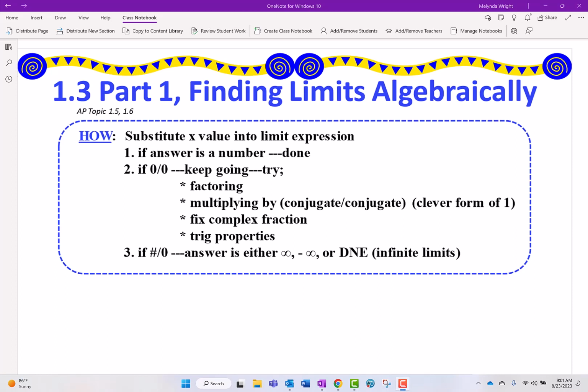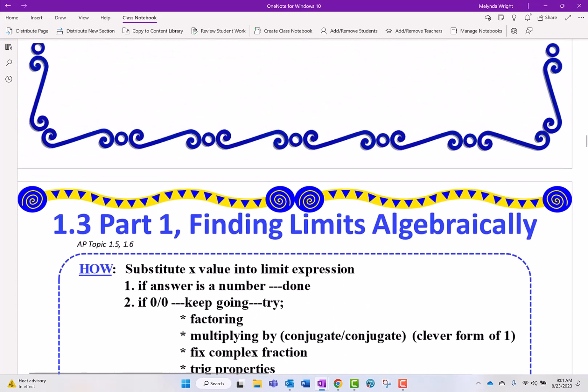All right, let's take a look at our lesson today. So today we're going to be finding limits algebraically. That's what we're going to be working on. So if you recall, last time we looked at finding limits graphically and numerically.